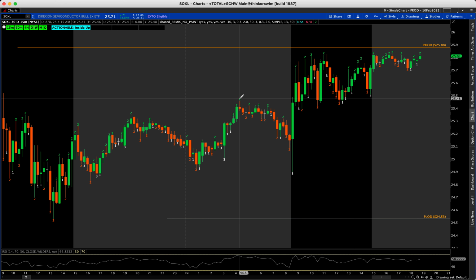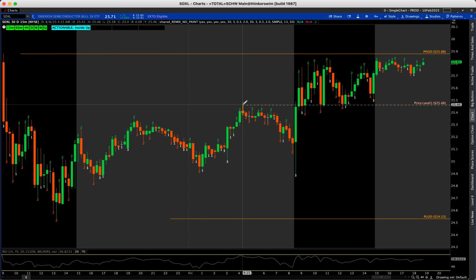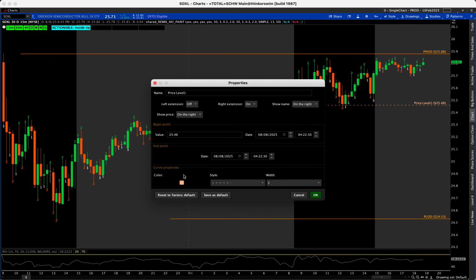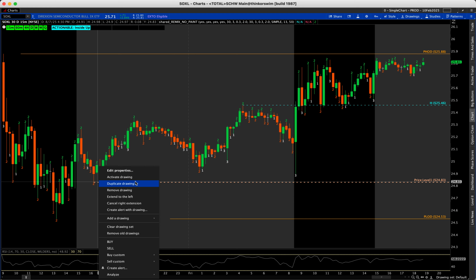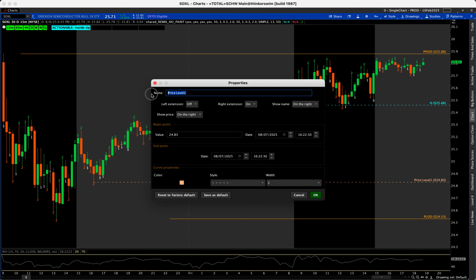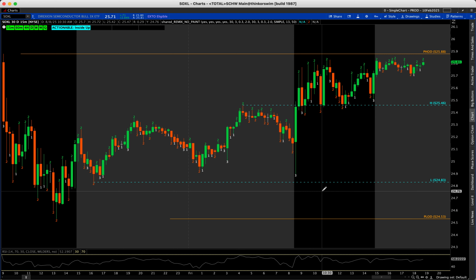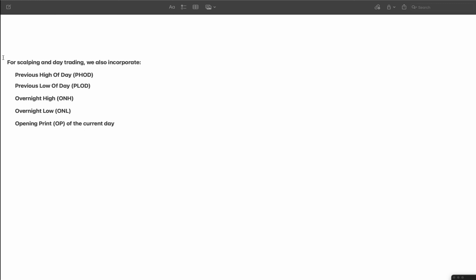Overnight high was here Thursday night. All right, and we just marked that with an H in the bright blue, and the overnight low was right here. We'll mark that with an L and just make it the bright blue. Okay. So if you remember, we'll just go to the notes. We have the previous high of day. We've got the previous low of day out there. We've got the overnight high and the overnight low.